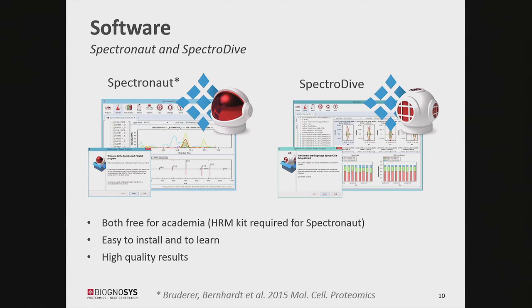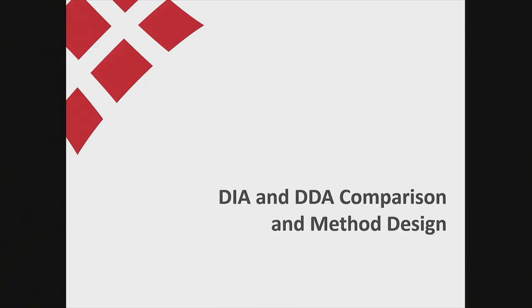And for Spectronaut, we have to mention that our business model is that you require the HRM kit, so you have to buy the HRM kit and then you can use the software for free if you are from academia. And so the software is easy to install, provides high quality results.